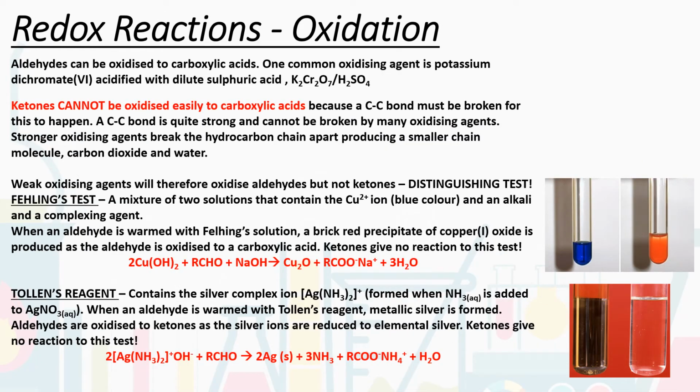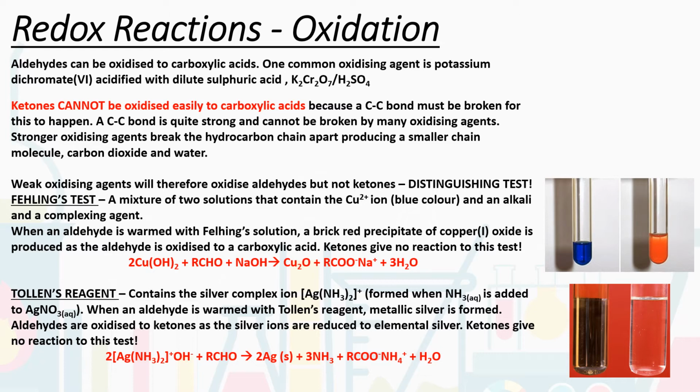Now, another type of reactivity that we see is oxidation reactions. We've covered this slightly before if you've seen the video series on alcohols. We know that primary alcohols can be oxidized up to aldehydes, but aldehydes can then be further oxidized up to carboxylic acid. One of the common oxidizing agents for this is potassium dichromate, acidified with dilute sulfuric acid. That's K2Cr2O7/H2SO4.